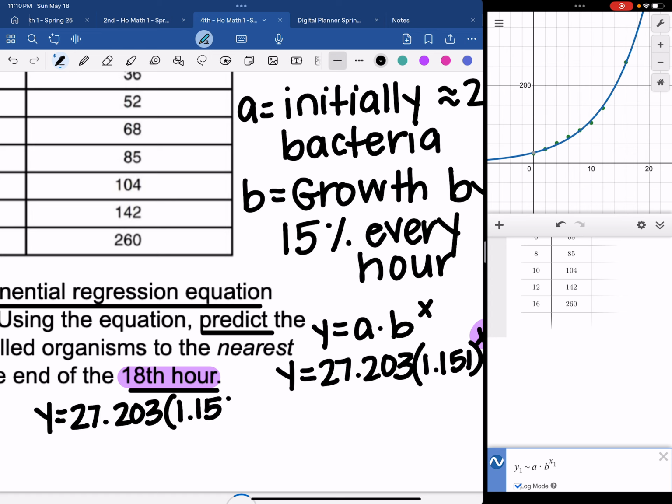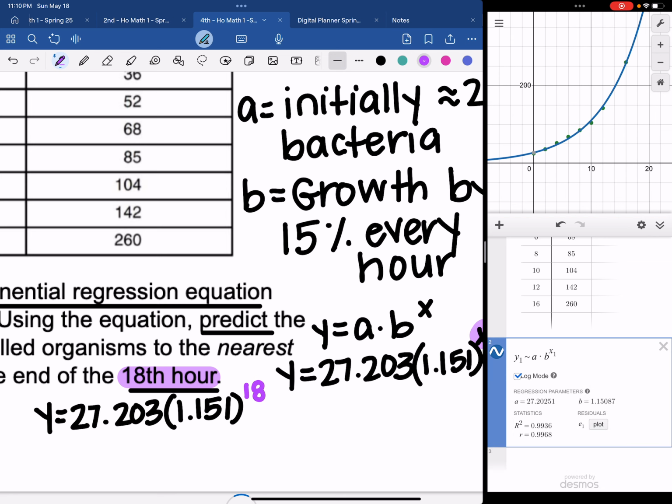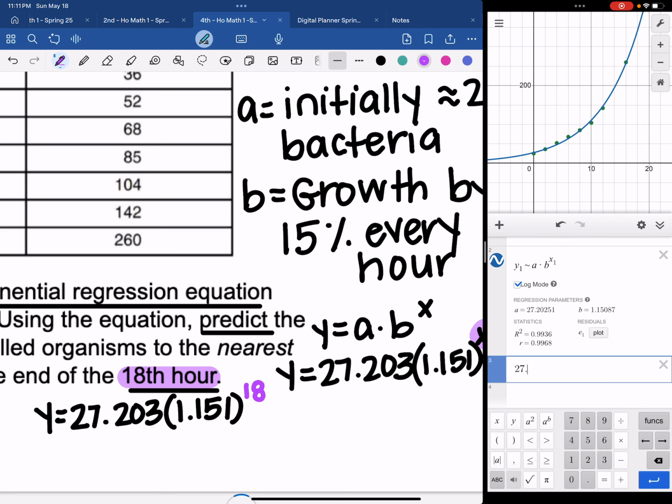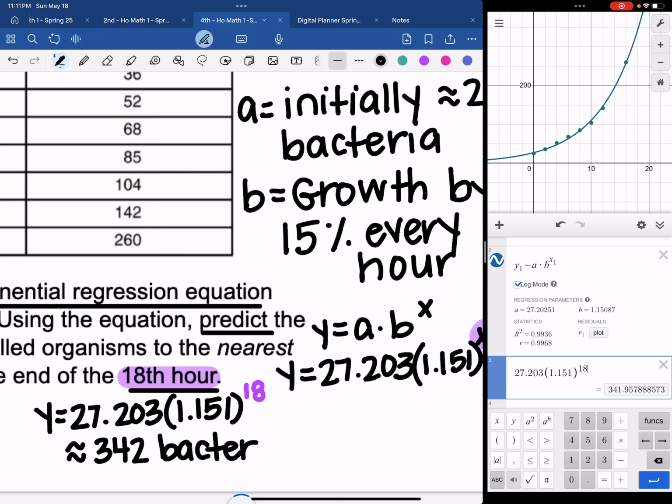So we got 1.151, and then we're going to raise that to 18. Now, once you have that put in, you can type this in. You can say 27.203 times 1.151, and we're going to raise that to 18. So we get approximately, our output value would be approximately, it did say round to the nearest whole number, so 342 bacteria.